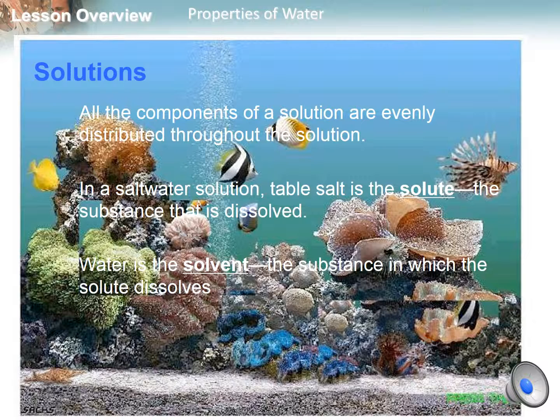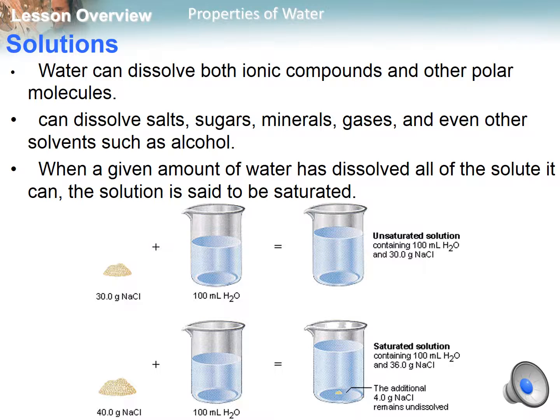Because water is able to dissolve lots and lots of substances, it is called the universal solvent. For the most part, if you need to dissolve something, water is what you will use. So water can dissolve ionic compounds, which are polar, and polar molecules. It can also dissolve salts, sugars, minerals, gases. Think about a soda, a carbonated beverage. When it goes flat, that's because all the carbonation has been dissolved in the water.